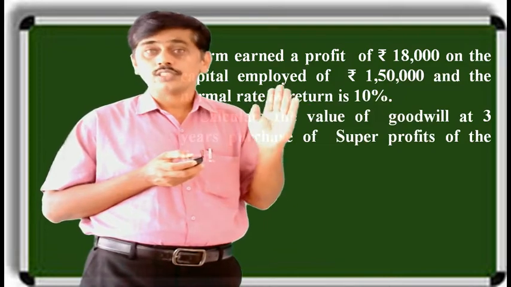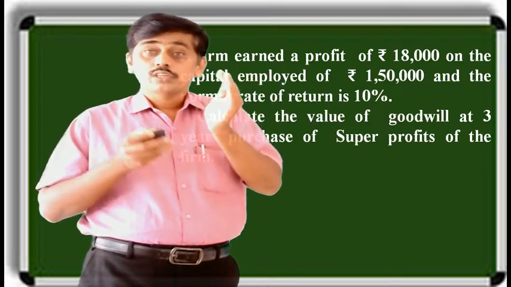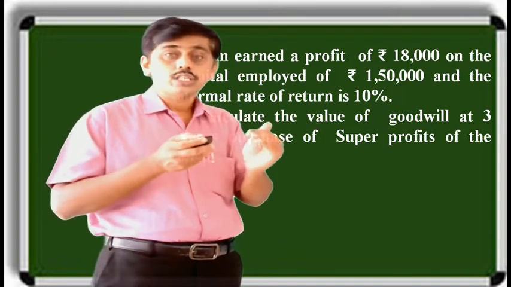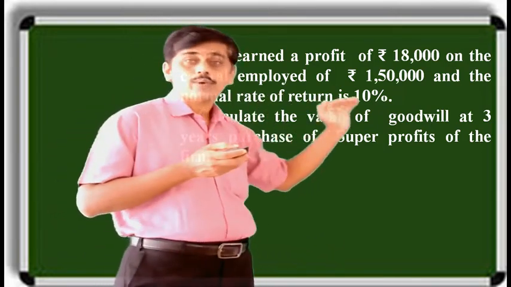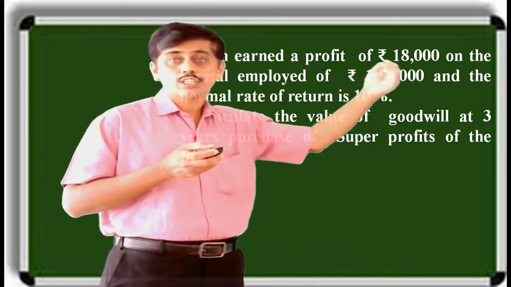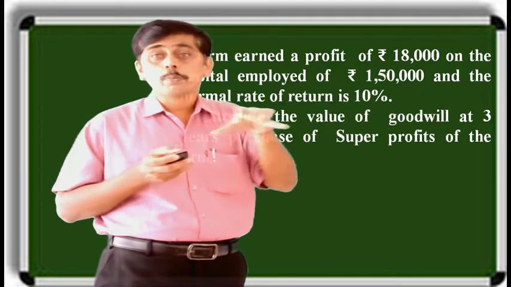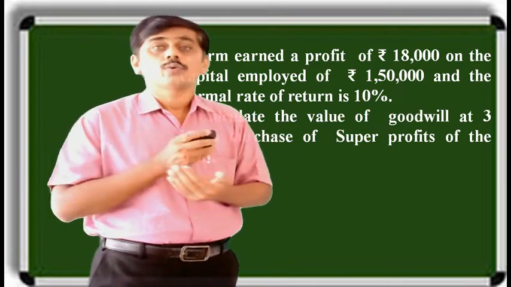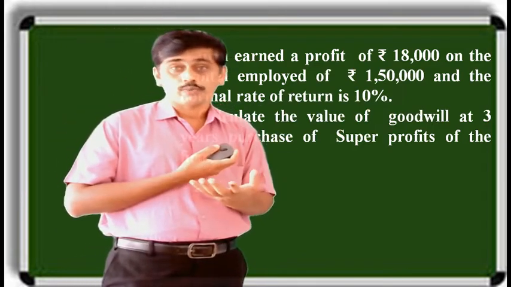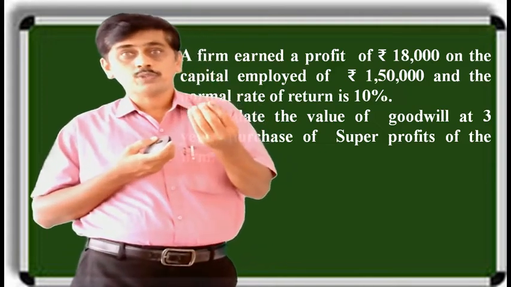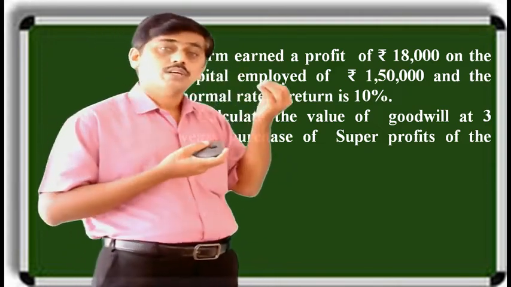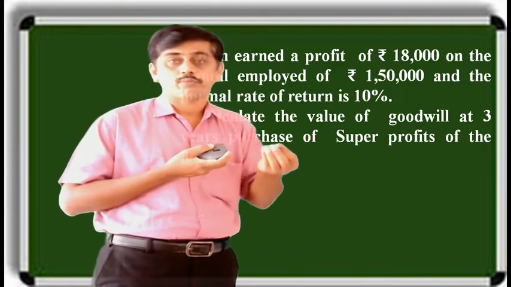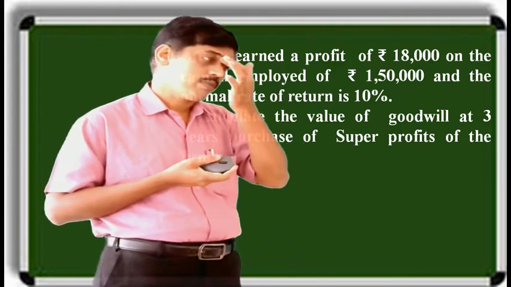In the last case, the problem was 3 years purchase of average profits, isn't it? But here you are asked to calculate the value of goodwill at 3 years purchase of super profits of the firm. So first, what we have to do here, we have to find out the super profit. For finding out the super profit, we have to find out the normal profit. We have to find out the normal profit by using the normal rate of return.